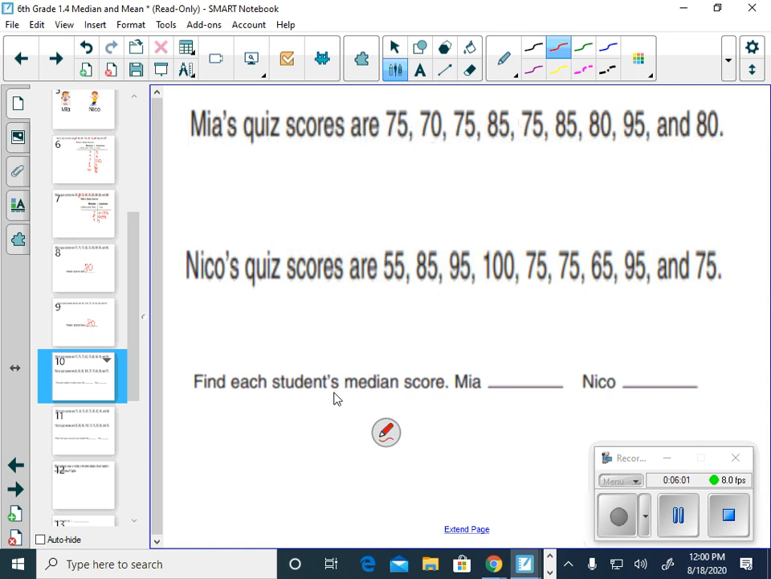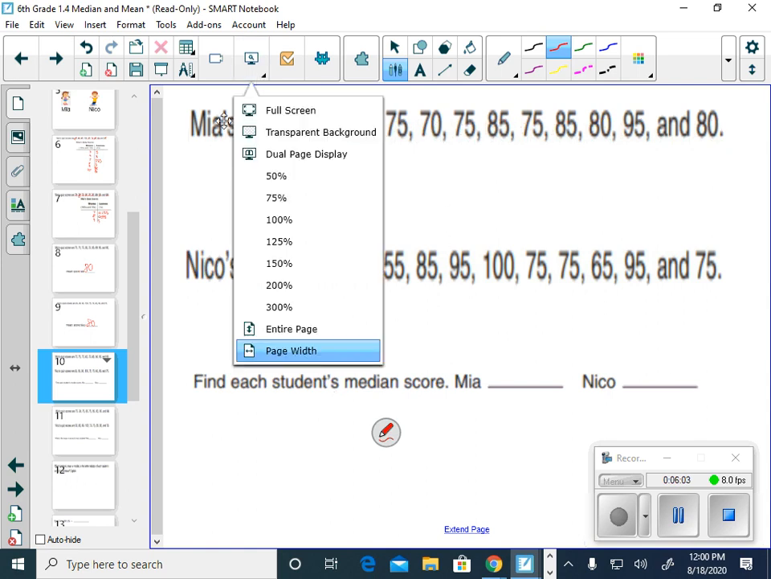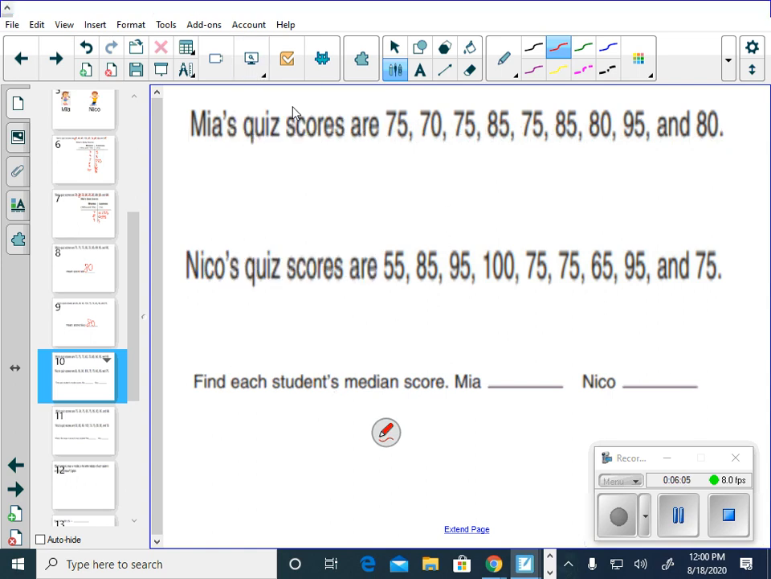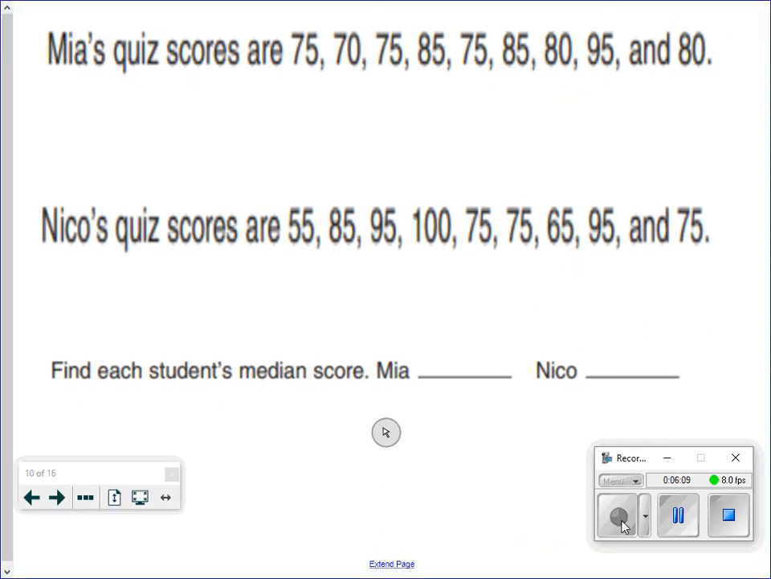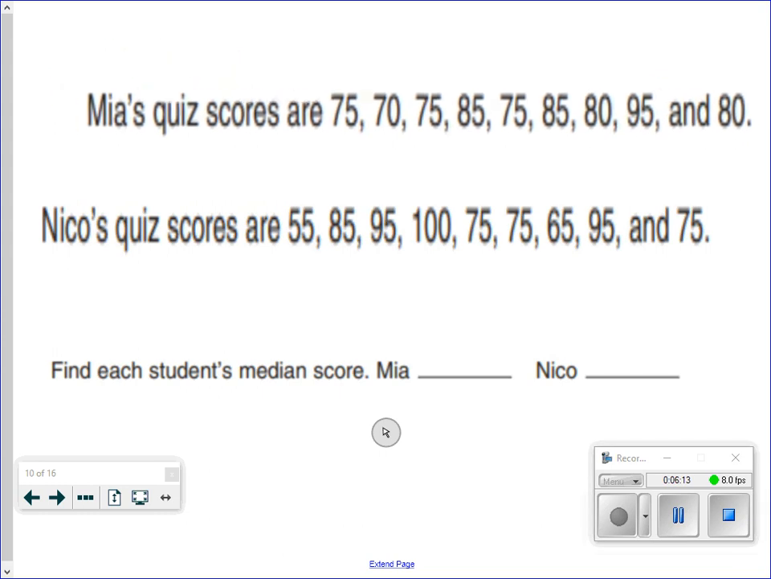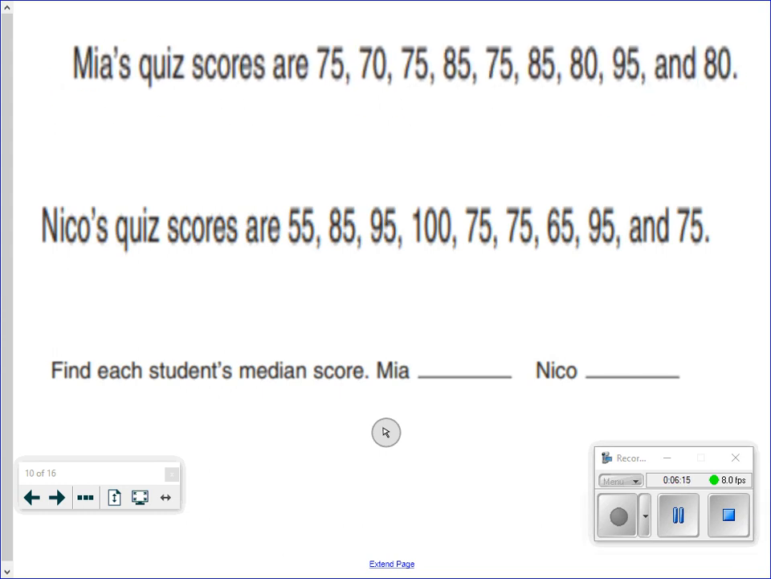Let's keep moving on here. Here's where I find the median score. Now, how are we going to find the median score? And here's a constant thing that kids kind of make an error on. Kids always want to start crossing things off all the way through, and it gets kind of messy.